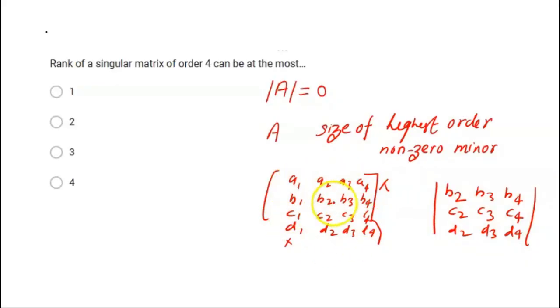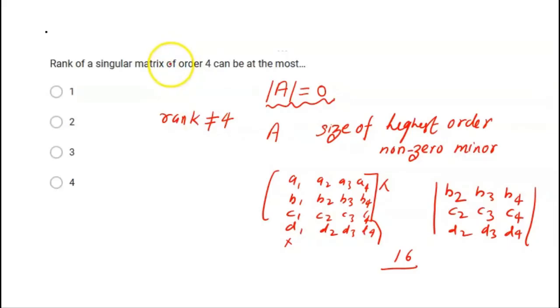If I ask you how many minors are available, the total number of minors of size 3 is as follows: you can leave any of the rows in 4 ways and any of the columns in 4 ways. So there will be 16 such minors possible. Yes or no? Now it is given that the matrix is of order 4, so determinant of A is equal to 0, so its rank certainly is not equal to 4.